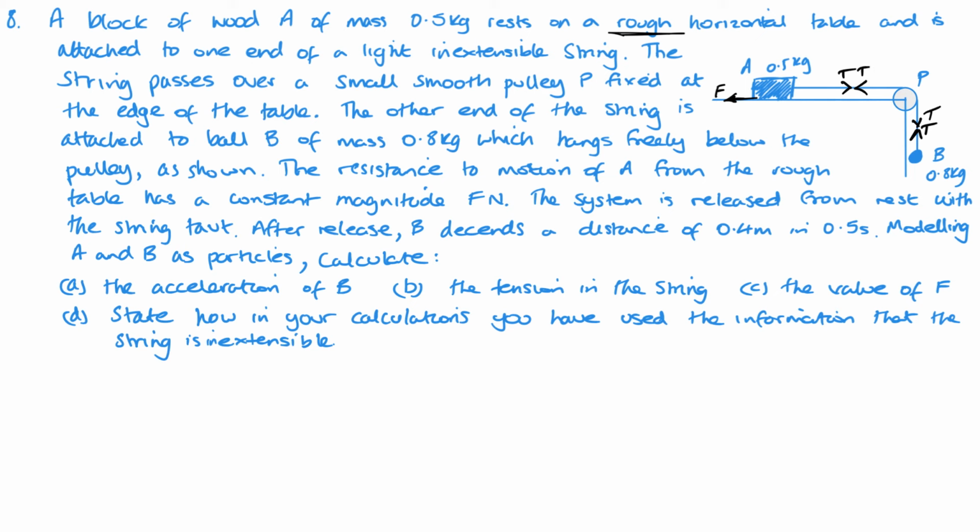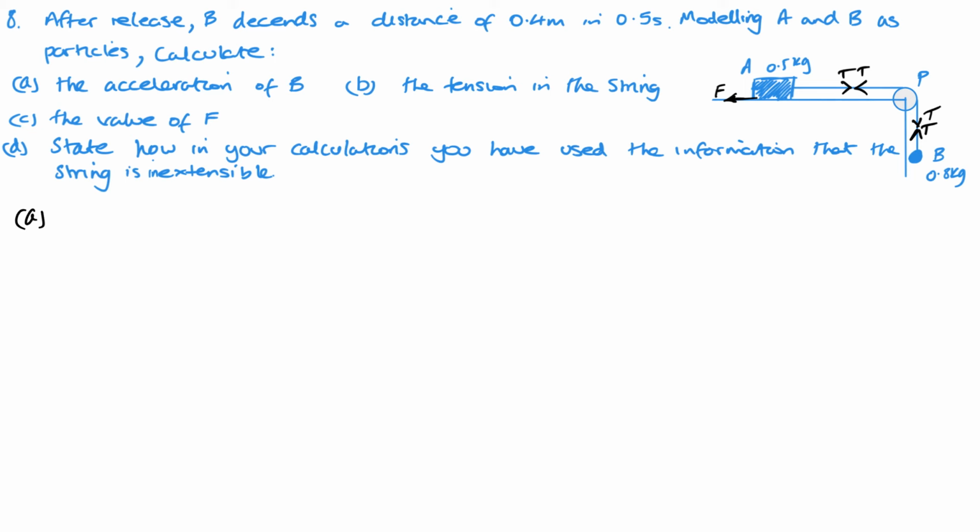They should all be the same because we've got a light inextendable string and a smooth pulley. There should be no issues there. Now I'm just going to get rid of some of the information we don't need anymore, just to make a bit more room. Now for A, we know that B is going to descend a distance of 0.4 meters in a time of 0.5 seconds.